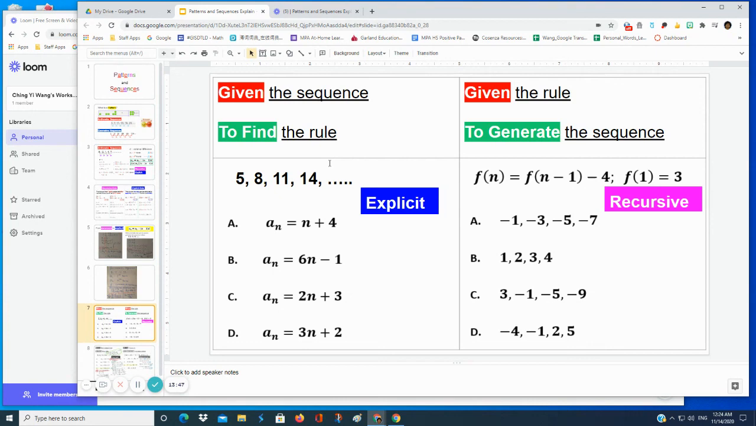For this first type, you are given multiple choices for different rules. Of course, all these rules are explicit rules. You're trying to match which rule can get you this sequence. And in this one, the rule is given, and you can see this rule is a recursive rule. You know the first term, then basically it's telling you any term you want is the previous term minus 4.